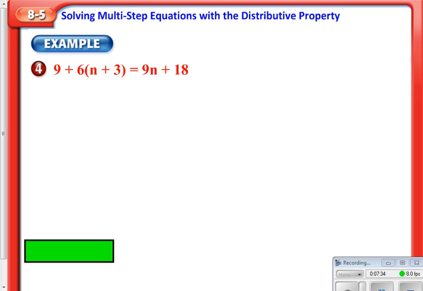Our last problem here, problem 4. I want you to go ahead and pause the video and work through this on your own, and then check back in here. So go ahead, pause it, and work through it.